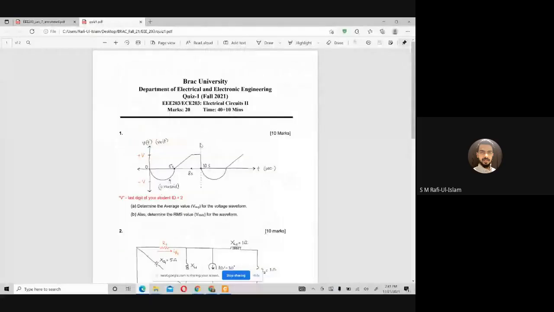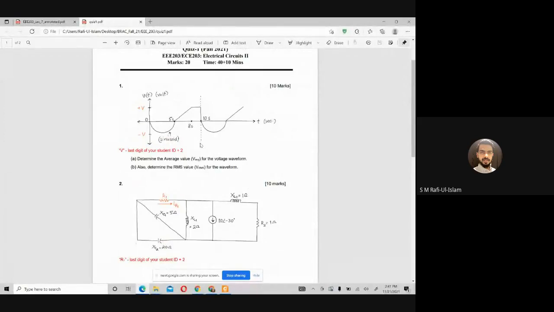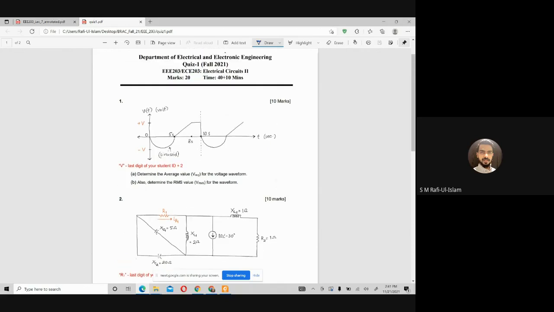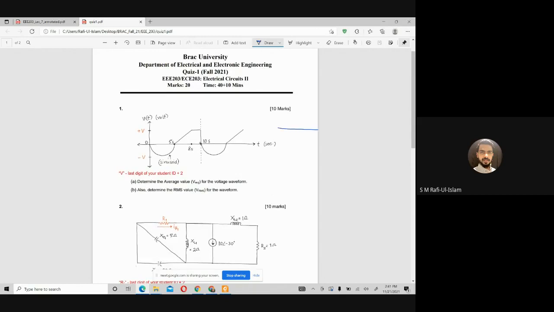I'll share my screen. So this was the actual question you had for quiz one. Now the question is how to solve this, right? First, you need to look at the things. Abrar actually posed a question: since it's a circle, how to calculate the area? Because the area is pi r square by 2.